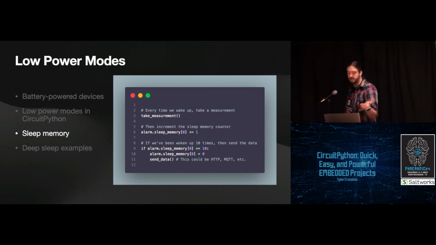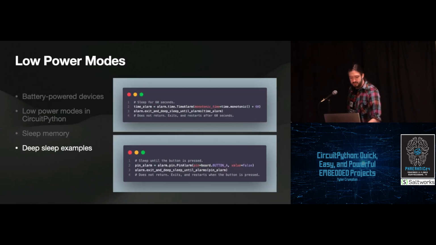So there's the alarm.sleep_memory array list of data, and you can just access those elements and read from it. This tiny little script right here is an example where you want to take a measurement, increment a counter, and then go back to sleep. And on the 10th measurement, you want to send it out over Wi-Fi, because sometimes connecting to Wi-Fi takes a couple of seconds. So you might batch up 10 measurements over 10 minutes and then send out that whole chunk at once. And it makes it really easy to do that.